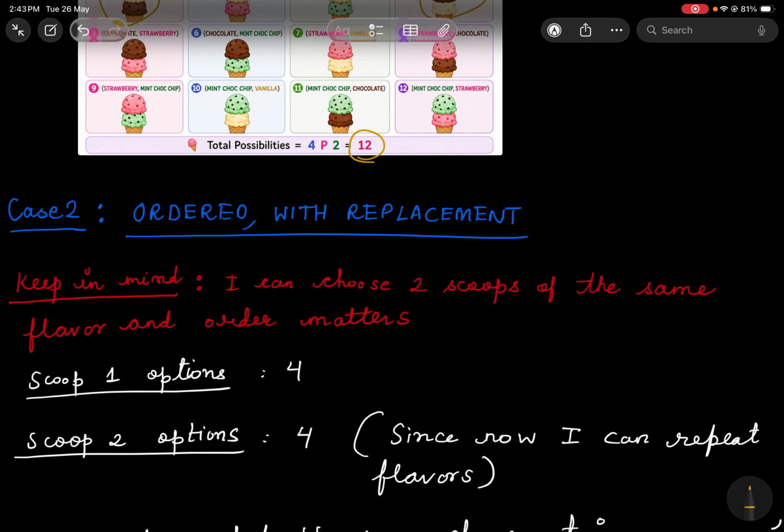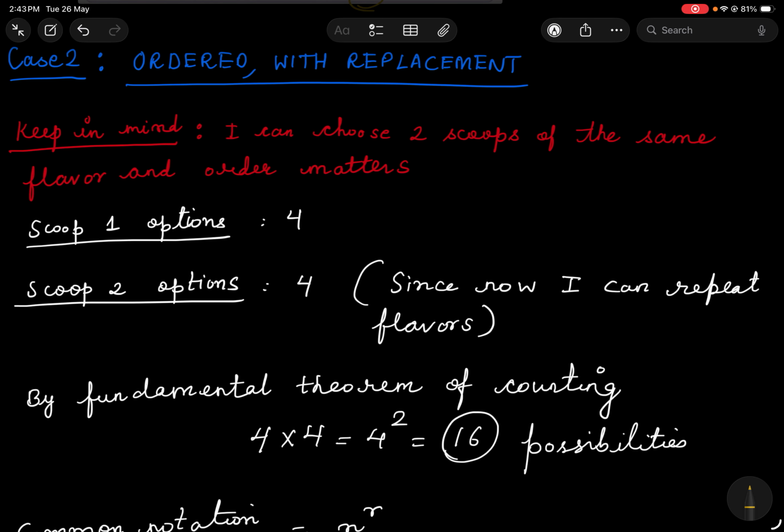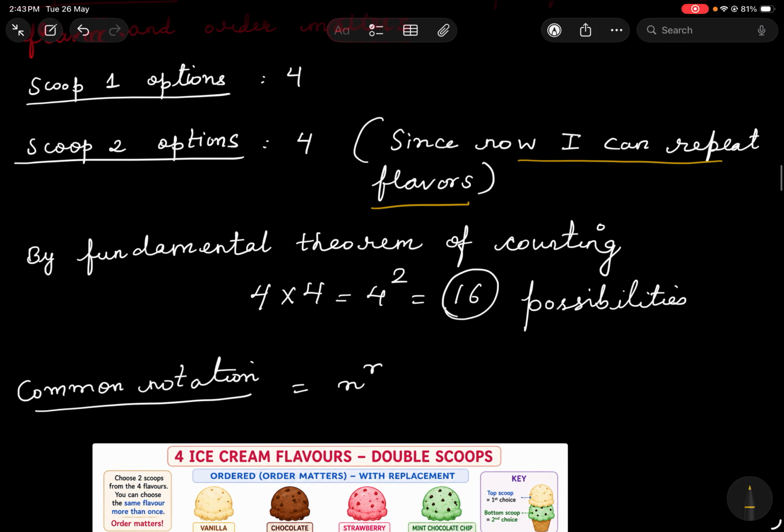Now the ice cream parlor has become lenient, and it's saying that you can choose the same ice cream, but the order still matters. So now again, my scoop 1 option is still 4 and my scoop 2 option is also now 4. The reason is I can repeat flavors now. It's not that if I've taken a strawberry in the first scoop, I cannot take a strawberry in the second scoop. So in both the scoops I have 4 options, and again by the fundamental theorem of counting, my possibilities have increased to 16, from 12 to 16.